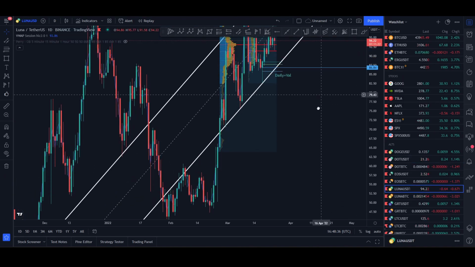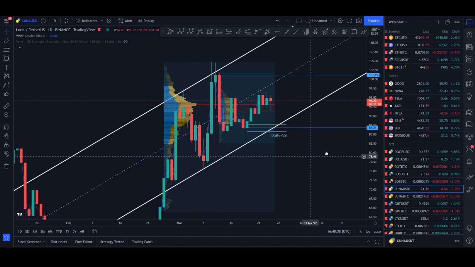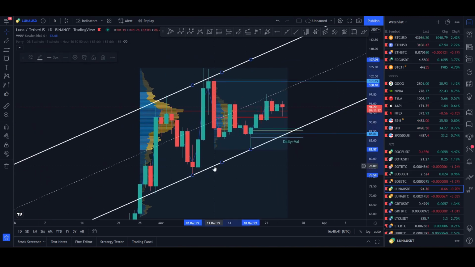Let's move on to another altcoin which I have, the Luna. Let's start now with the USDT pair. And what do we have here? As you can see on the daily chart, we are right now in this channel. In this channel, we are going to the upside. The support is being respected really nicely. The resistance is also being respected really nicely.